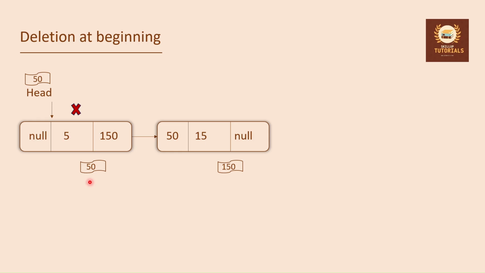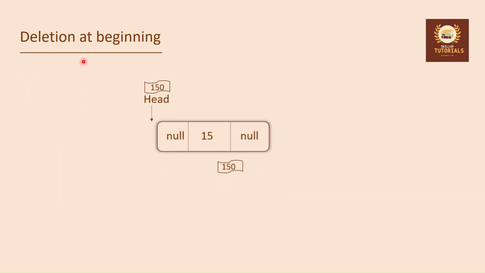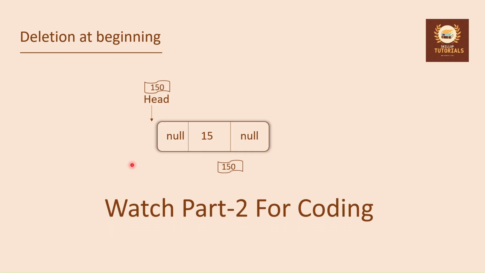So here what you can understand is first you need to understand the concept and then you need to follow the steps. You need to think twice when you are writing the code so that it would be easier to write code. And this is the last node in the linked list, and watch part 2 for coding.